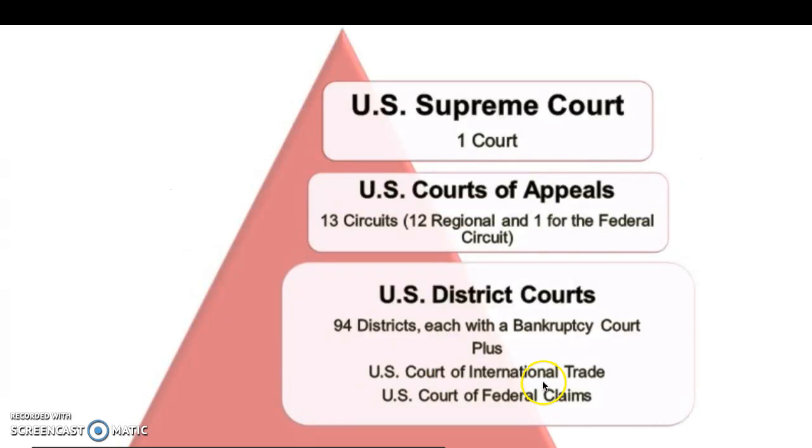This diagram just gives you an idea. You have a lot of district courts. There are 94 districts. There's a U.S. Court of International Trade, and a U.S. Court of Federal Claims. So you go into the district courts. If you want to appeal the verdict, you can go to the appellate court. There are 13 circuit courts. The Court of Appeals is often called the circuit courts too. And then if you want to appeal the ruling from there, you can go to the U.S. Supreme Court.